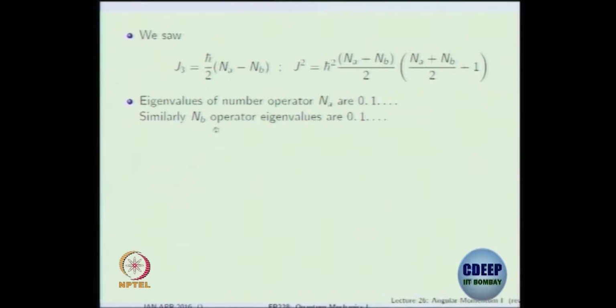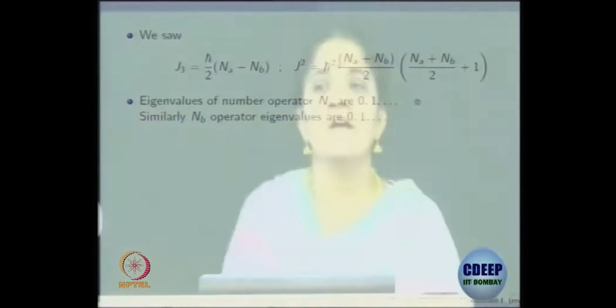Similarly, the number operator for B operator is also similar. They are independent. It's not required that if you find the number operator eigenvalue of Na to be in the first excited state, number operator Nb can be in the second excited state or some other excited state or ground state. They are independent oscillators.